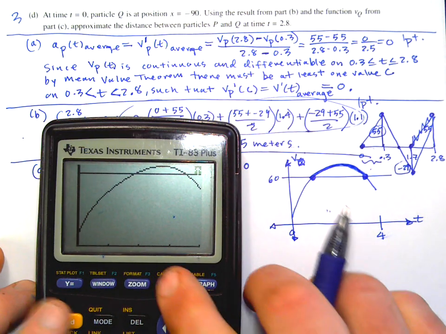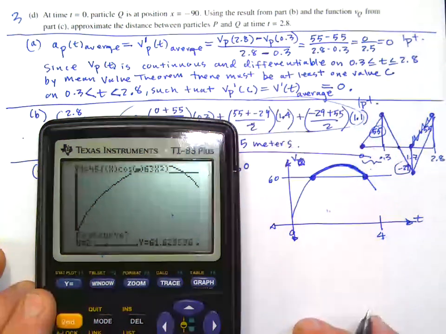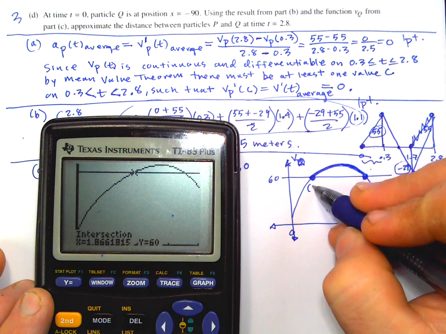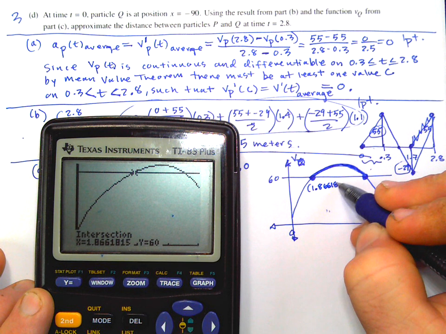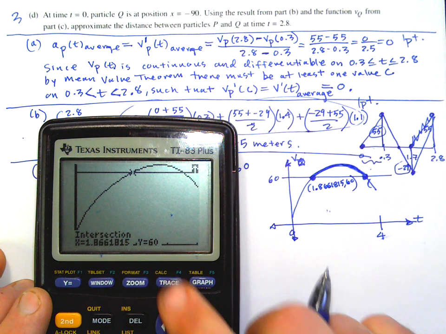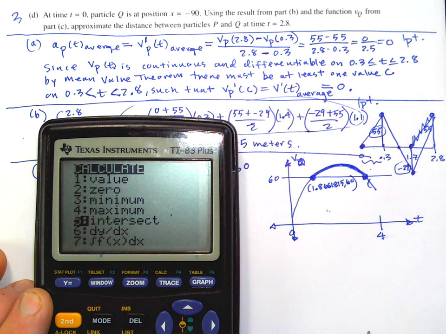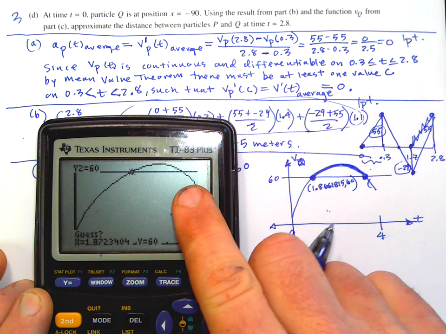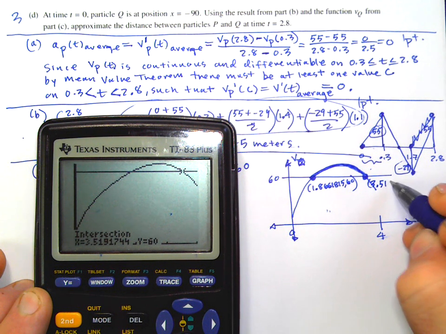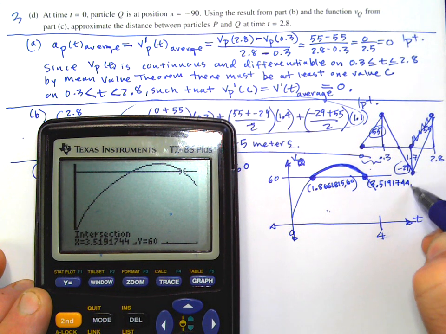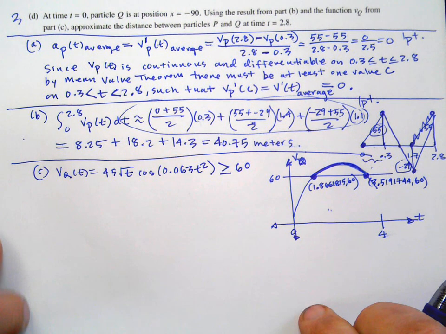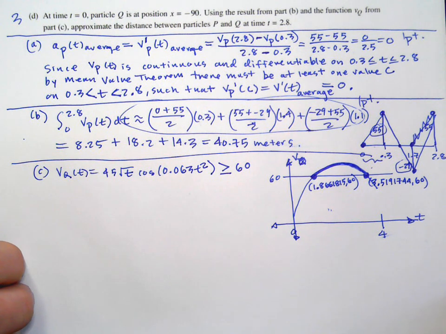We can go second, calculate intersection. First curve, second curve. Let's see, I'm going to write this all down. 1.8661815, comma 60. And I'm going to do this one. I'm writing down extra decimals because I'm going to have to use these for another calculation in a minute. First curve, second curve. This one's closer to like 3.5, I think. 3.5191744, comma 60.